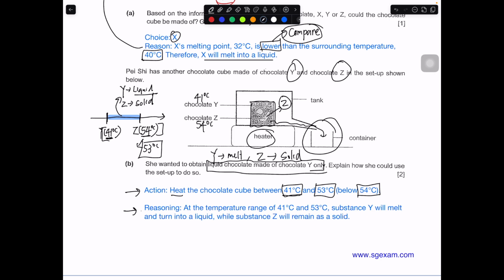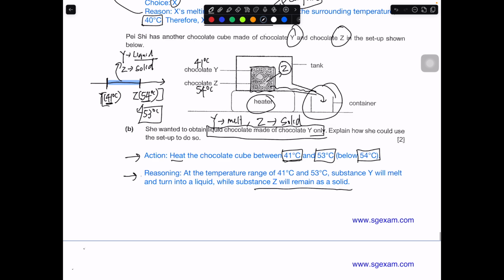So the reasoning is that at the temperature range of 41 to 53, Y will melt and turn into liquid, while Z will remain as a solid. Or you can say only Y will melt while Z will remain as a solid for this part. So this one is pretty straightforward.